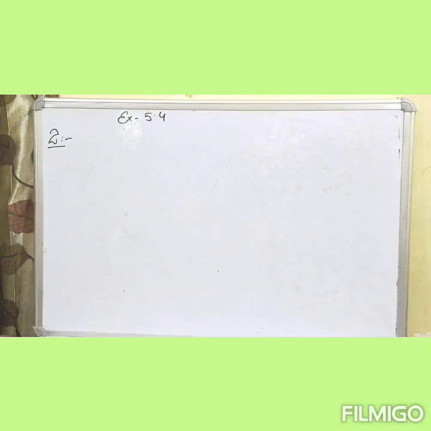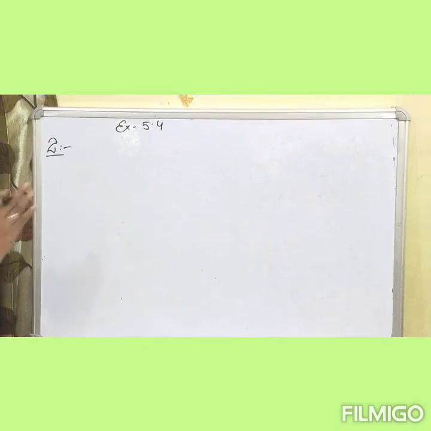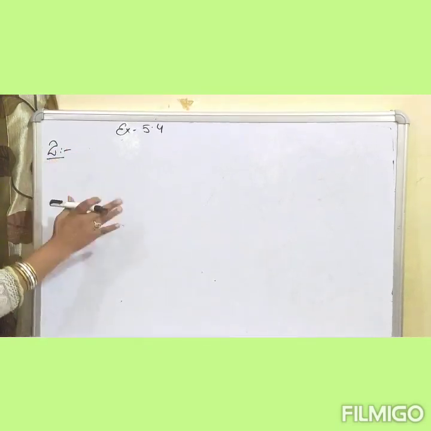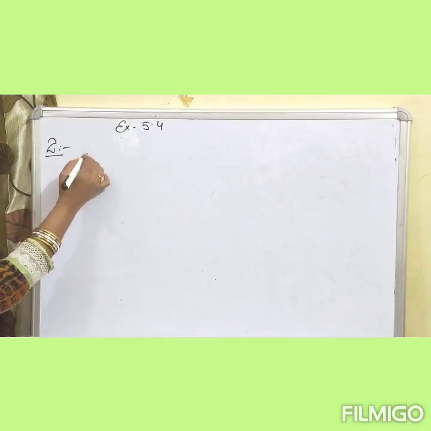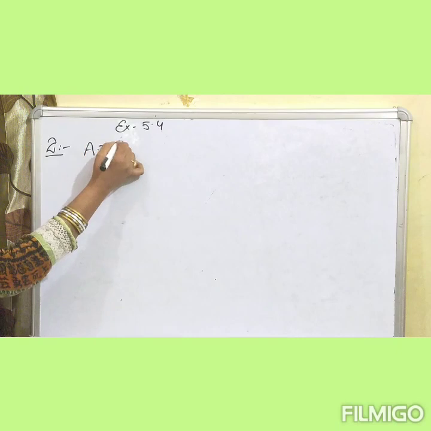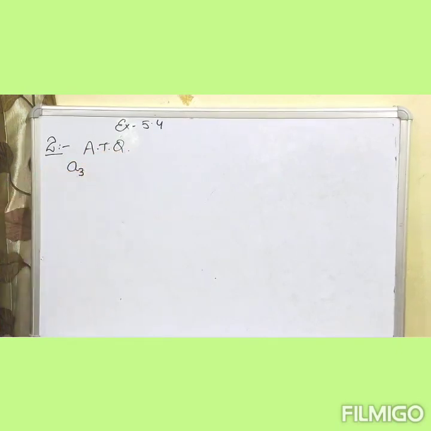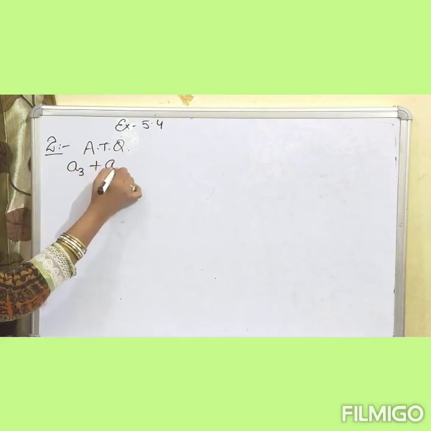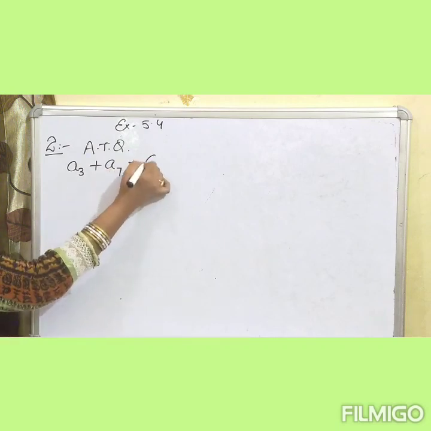Question number 2. If you have read the question which I have given before this, you must be aware that what is given in the question is the sum of the third and seventh term. Third term means A3, and seventh term means A7. The sum of the third and seventh term of an AP is 6.